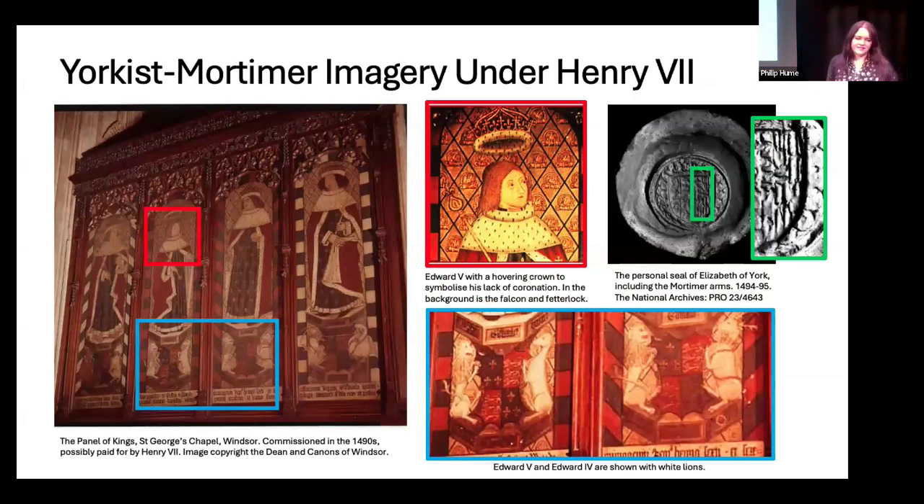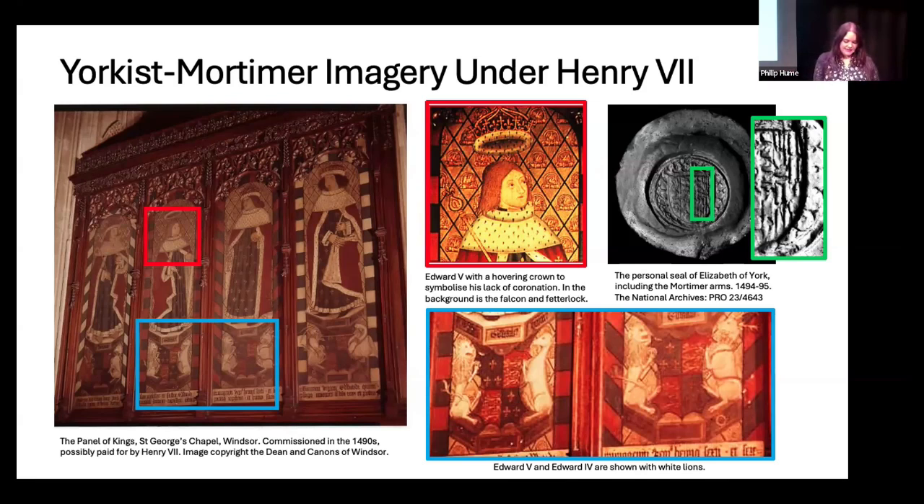Interestingly, though, when we get to Henry VII's reign, he doesn't ignore the Mortimer lineage of the Yorkists. You can see, for example, in a panel here from St. George's Chapel in Windsor, Henry VII himself is depicted alongside Edward V, Edward IV, and Henry VI. And if you look in the blue box on screen, you'll see that both Edward V and Edward IV have white lions included in their imagery by their arms. So again, a clear symbol that they were descended from the Mortimer line. Edward V, as you'll see in the red box, also has the falcon and fetterlock behind him, to show that he was descended from Richard, Duke of York and the Yorkist line.